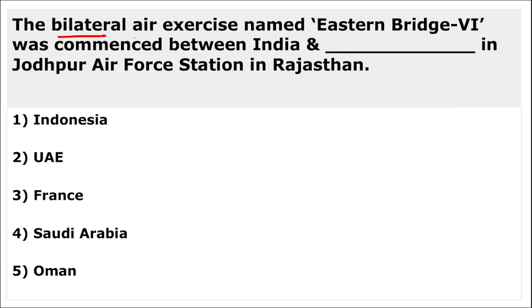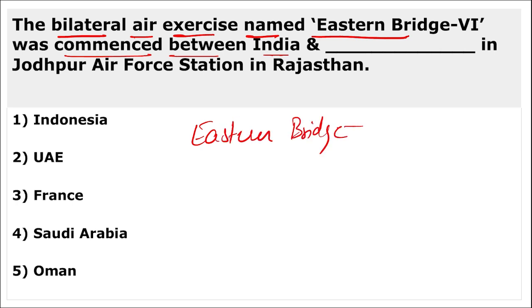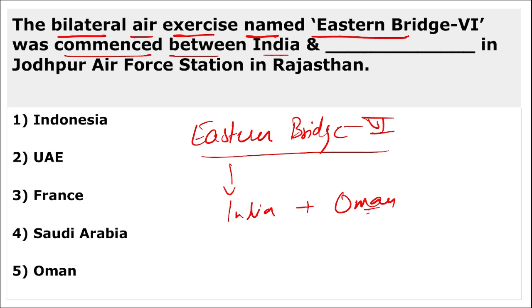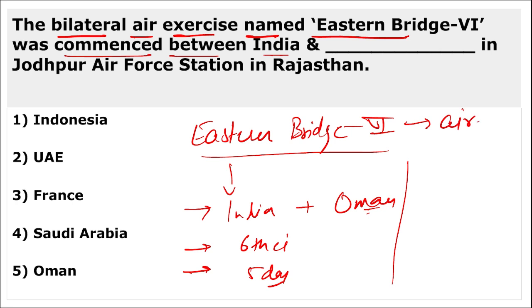Next, the bilateral air exercise named Eastern Bridge 6 commenced between India and Oman. So the name of the exercise is Eastern Bridge 6, and this exercise is between India and Oman. First of all, mark this. This is the sixth edition of this exercise. It is a 5-day long air exercise.